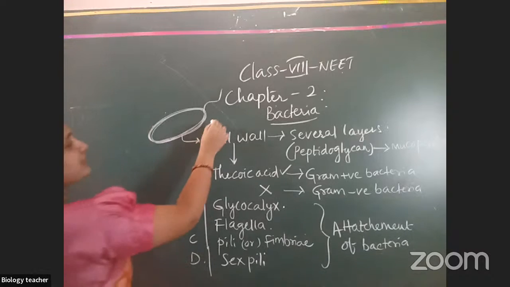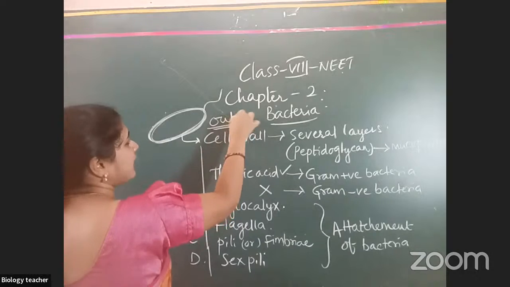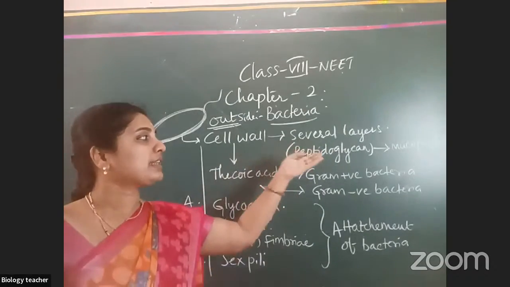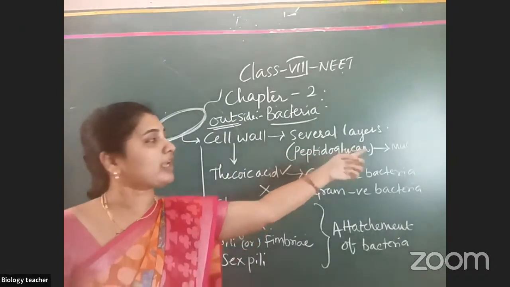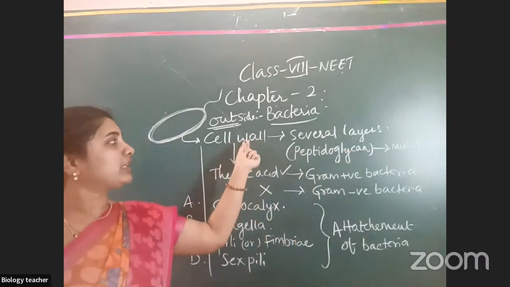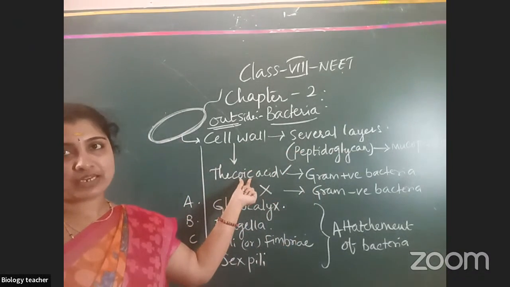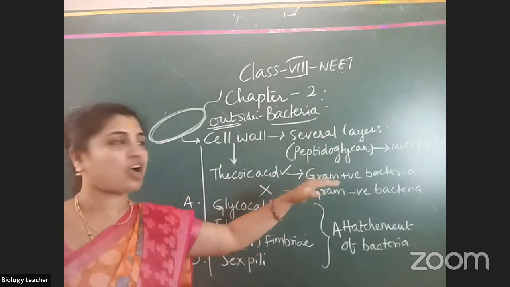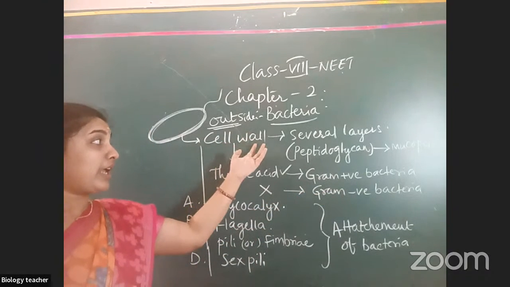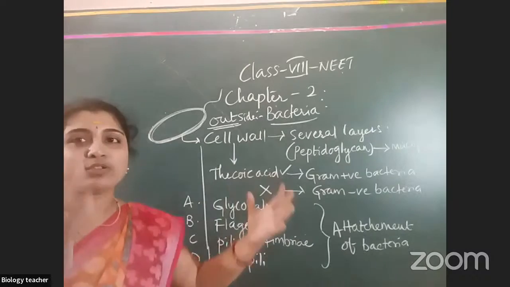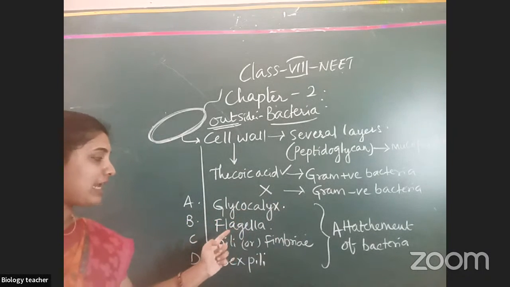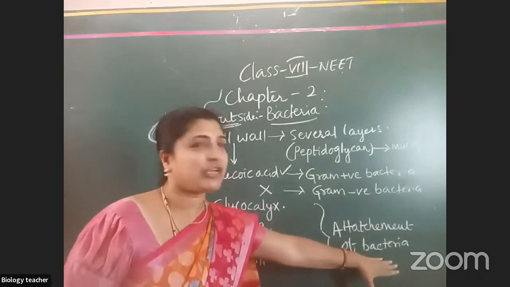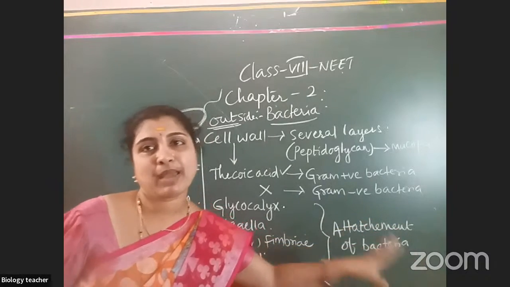These are all outside structures. One is the cell wall, made up of several layers that together are known as peptidoglycan, or mucopeptide. In the cell wall, teichoic acid is present or absent. If present, we call that bacteria gram-positive; if not, gram-negative. Along with the cell wall, other structures are present outside: glycocalyx, flagella, pili or fimbriae, and the sex pilus. What are these four meant for? Attachment of bacteria.